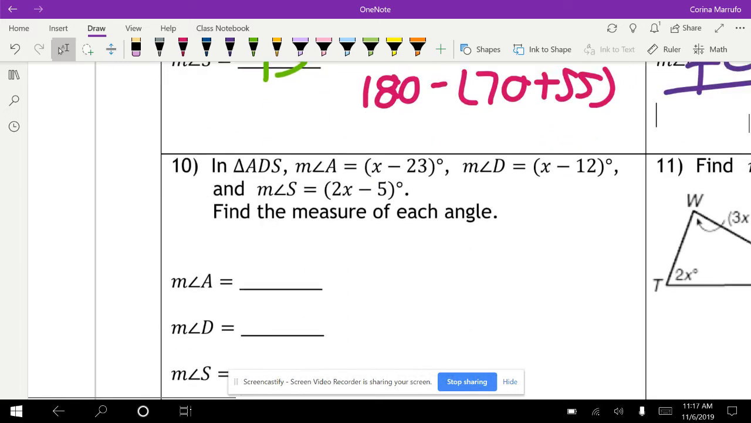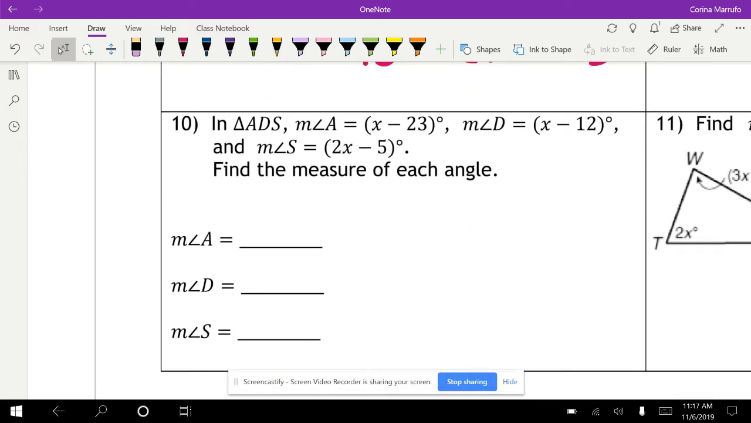All right, number 10. In triangle ADS, the measure of angle A is equal to x minus 23. The measure of angle D is x minus 12, and the measure of angle S is 2x minus 5. Find the measure of each angle. So the same concept, they give us all three angles of a triangle, and we can find each angle measure by adding them up. So I'm going to add them up first before I write it all out.